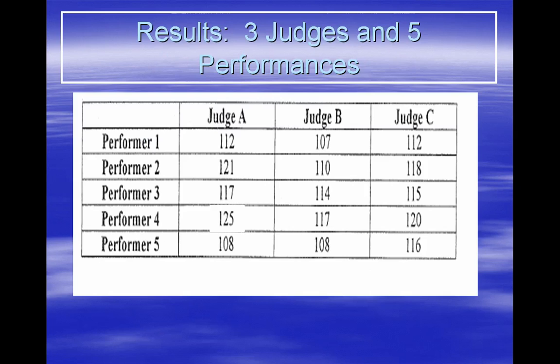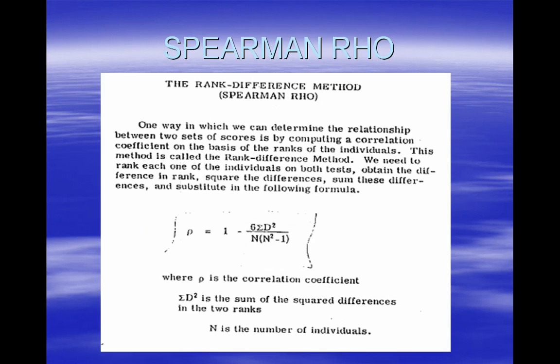Now we're going to determine a procedure. We're going to use a procedure for determining interjudge reliability. And so we're going to look at a correlation procedure called Spearman-Rho, which is a procedure that looks at the ranked differences between two sets of scores. How do they differ by ranks? There's a formula here. We're going to look at it in detail later.